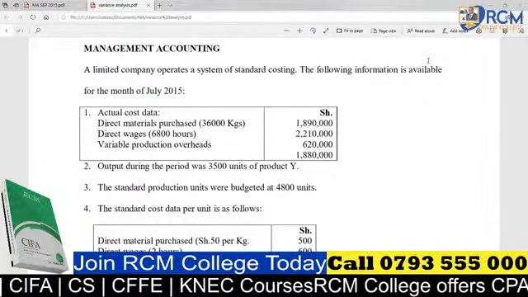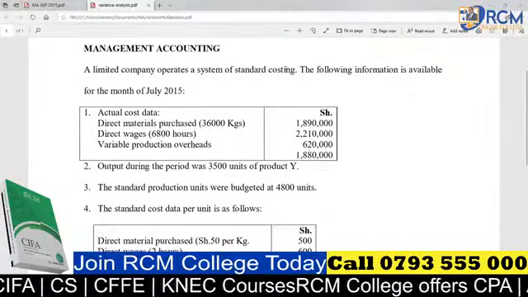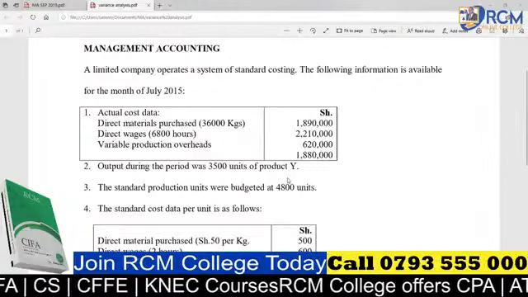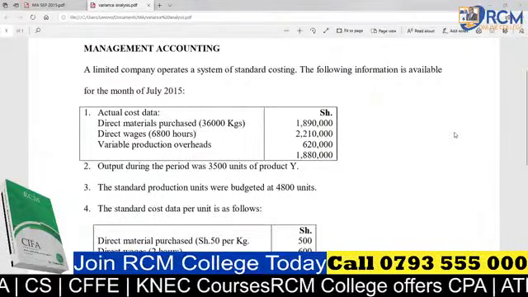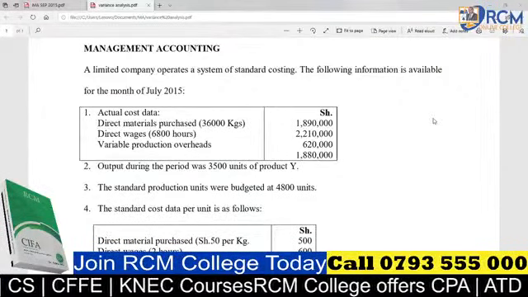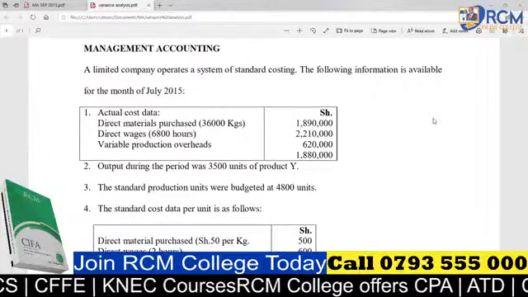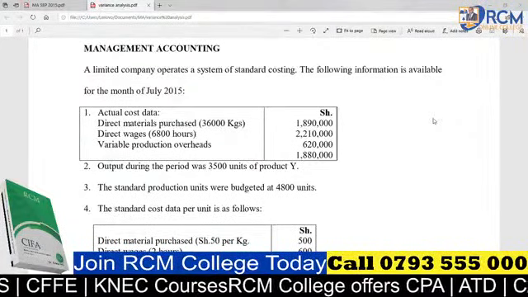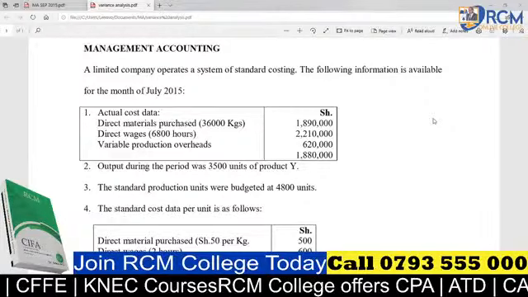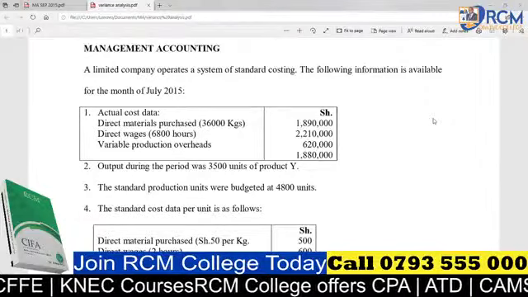Now, from there, ladies and gentlemen, we pick the second item. I can see the actual labor cost, or the actual wages. In brackets, they have given me the actual number of hours. The actual number of hours was 6,800 hours, which gave us 22,10,000. And then there is a very important rider down there.